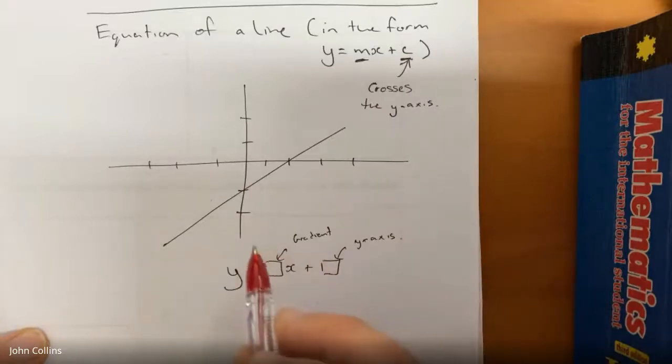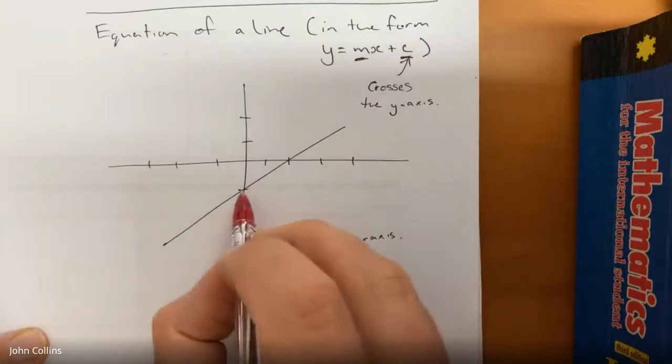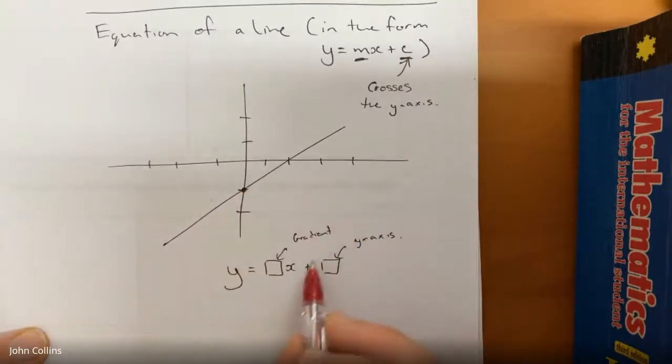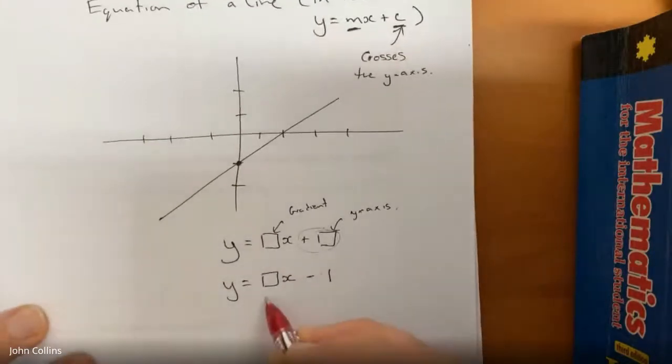So if I look at this and go, well, it crosses the y-axis here at minus 1, this line. So that means it's no longer plus something, it's plus minus 1. Plus minus 1 is just minus 1. So now I can change that to something x minus 1. That's where it crosses, minus 1. Now I just need to fill in what the slope is.